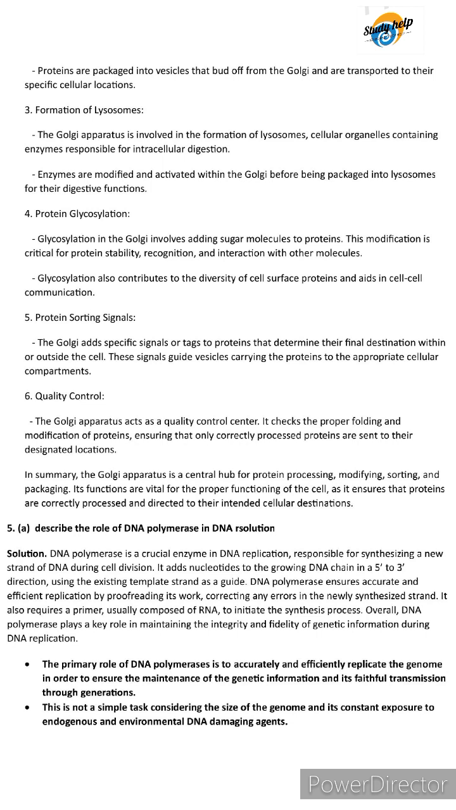In summary, the Golgi apparatus is a central hub for protein processing, modifying, sorting, and packaging. Its functions are vital for the proper functioning of the cell, as it ensures that proteins are correctly processed and directed to their intended cellular destinations.